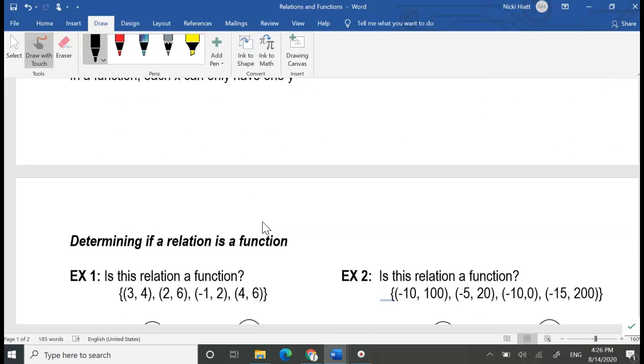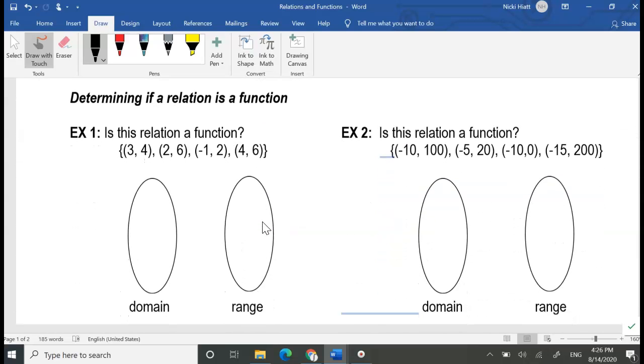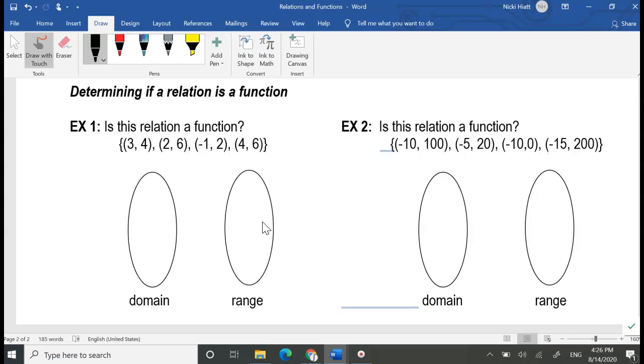Now, there are a couple things that can help us decide if something is a function. Right here, we're going to write our domain and our range in these little circles. In this problem, my domain is all the x coordinates of these ordered pairs. So I would have 3, 2, -1, and 4. It does not matter if you write them in numerical order. You can just put them as they show up, but make sure you do not write them twice.